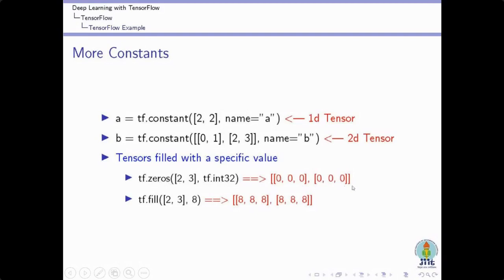Similarly, we have tf.fill, and this tf.fill will create a 2 by 3 size 2D tensor and will fill all the values with 8. In place of 0, it will fill all the values with 8. So this is the way we can create different types of tensors.